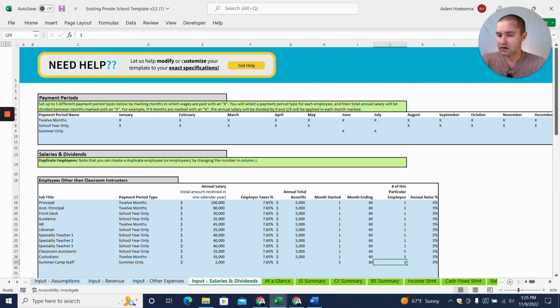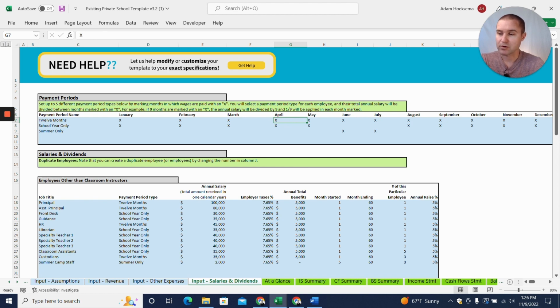All right, now moving on to our last input tab, our salaries and dividends tab. So again, this is a little bit complicated for schools because you have the ability to pay faculty and staff in different ways. Some schools may say, hey, we're going to let you decide whether you want to get paid your salary equally through all 12 months. And so we've got a payment period name here of 12 months. We just put an X in each month that the staff member is going to get paid.